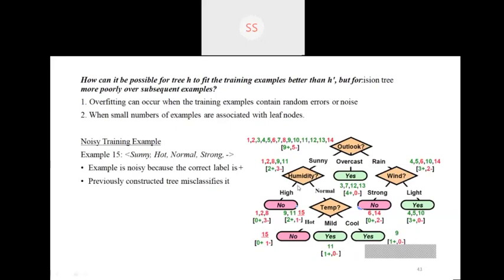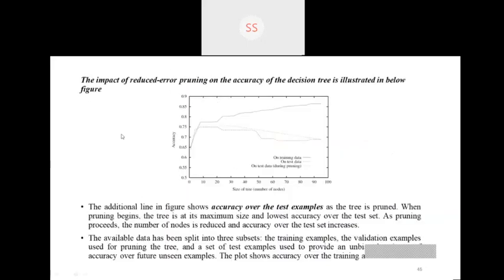So after applying the pruning, what happens here? Just look at the figure. The additional line in the figure shows us accuracy over the test examples as the tree is pruned. When the pruning begins, the tree is at its maximum size and lowest accuracy over the test set. As pruning proceeds, the number of nodes is reduced and the accuracy over the test set increases.